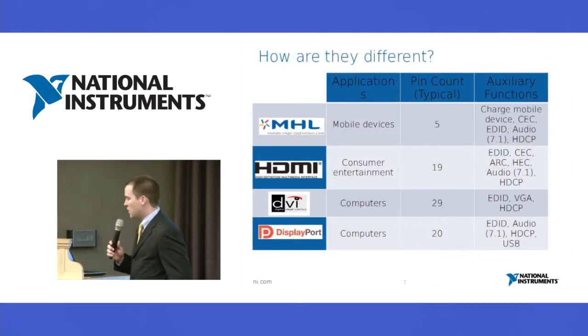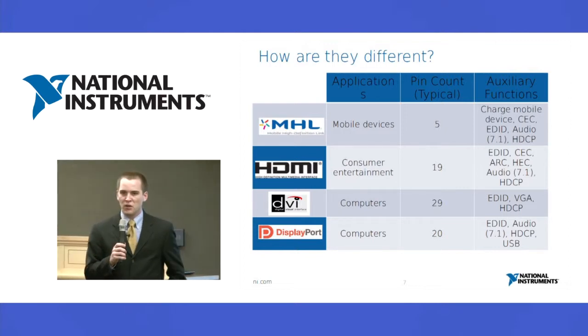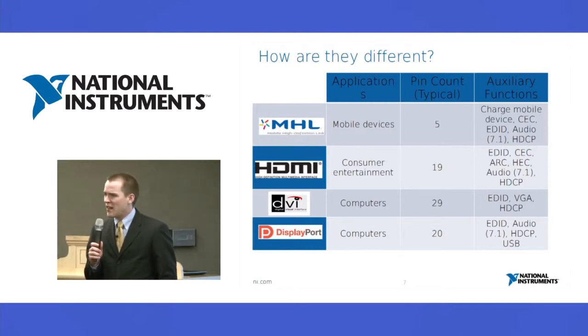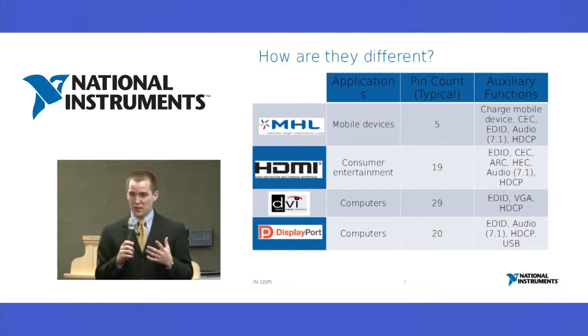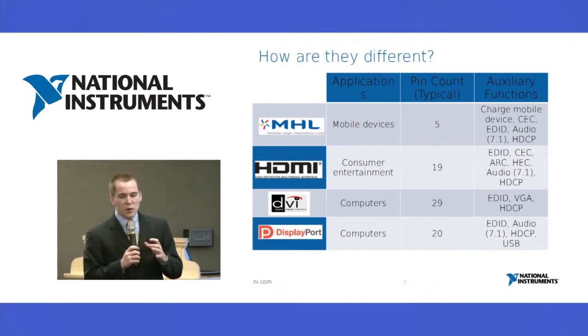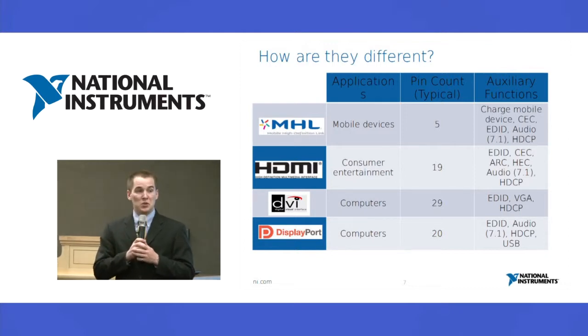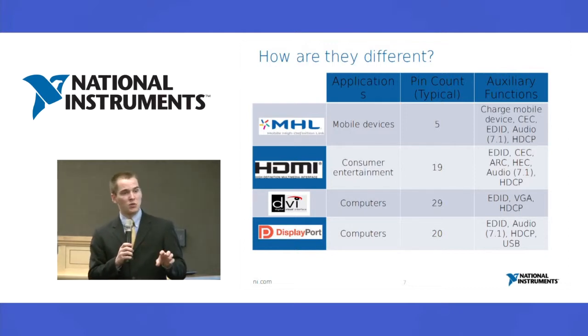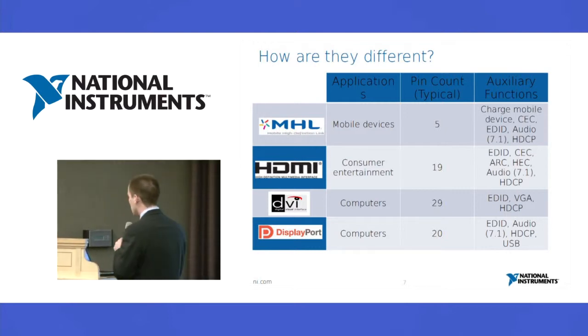So one thing you'll note is all of these interfaces I just spoke about sound very similar. They're all very high resolution. Most of them include the audio signal, and they have some additional functionalities. So they sound like they're very, very similar, but how are they different? The main way that these are different are the applications they're made for, the pin count in the actual connector, and the auxiliary functions they have.